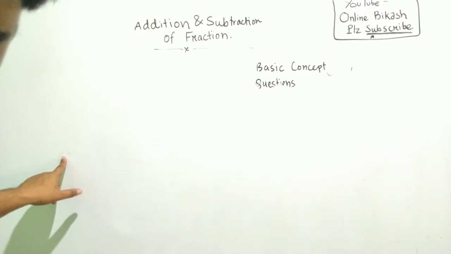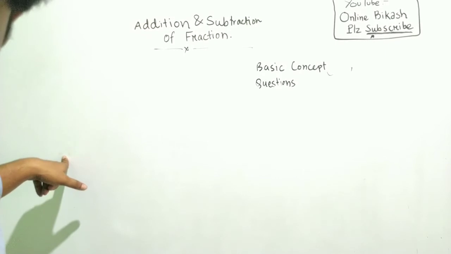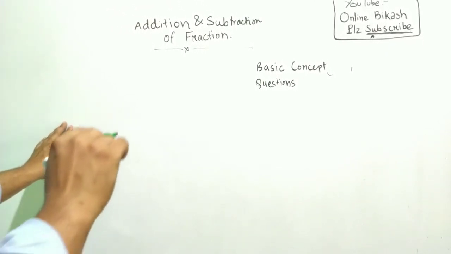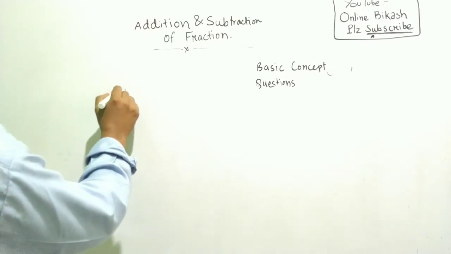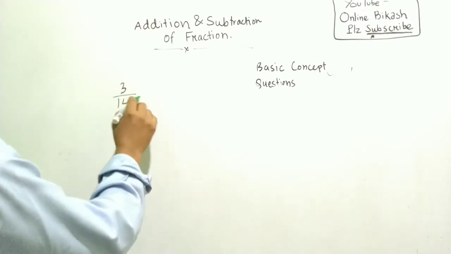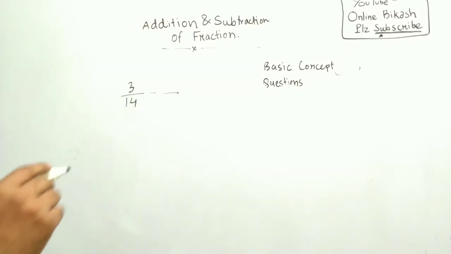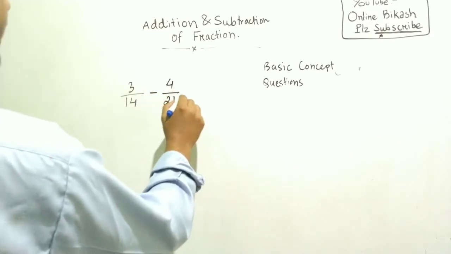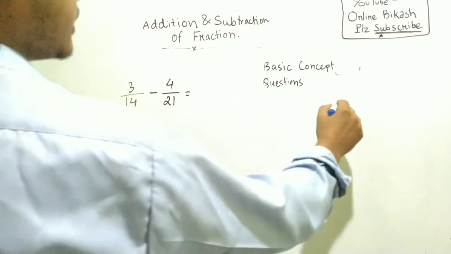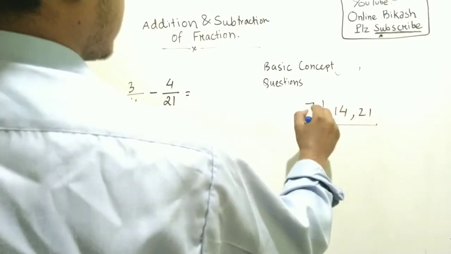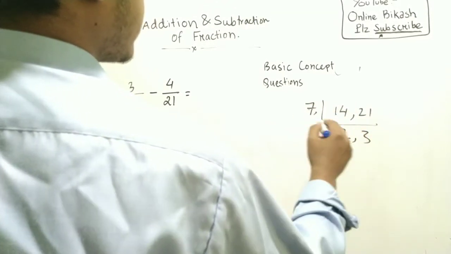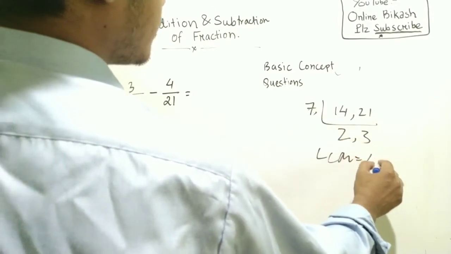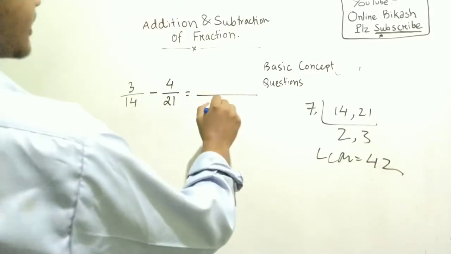Let us take one more example, and this time we will take the example from the subtraction part. 3 by 14 minus 4 by 21. So let us find out the LCM of 14 and 21. 7 2s are 14, 7 3s are 21. So the LCM will be what? 7 2s are 14, 14 3s are 42. That 42 will be written here.